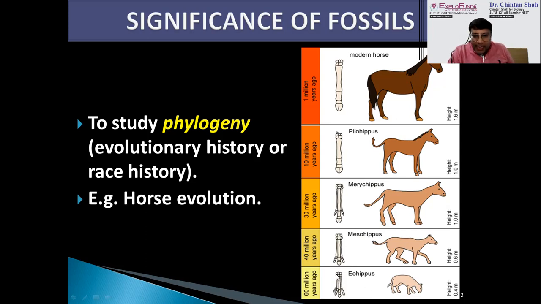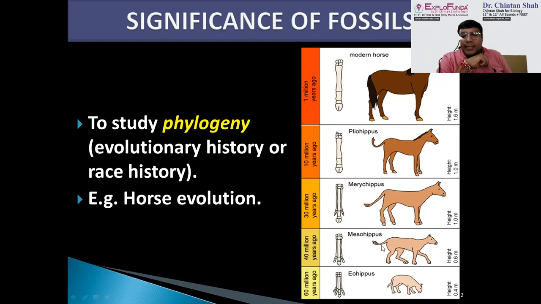Then its leg, one bone is changing. Then 40 million years ago, then 30 million years ago, 10 million years ago, and 1 million years ago. The modern horse is like this. So this is known as gradual development or gradual changes that take place in the organism, what I showed you in the beginning of this chapter. And in such a way, you can also show about the elephant.